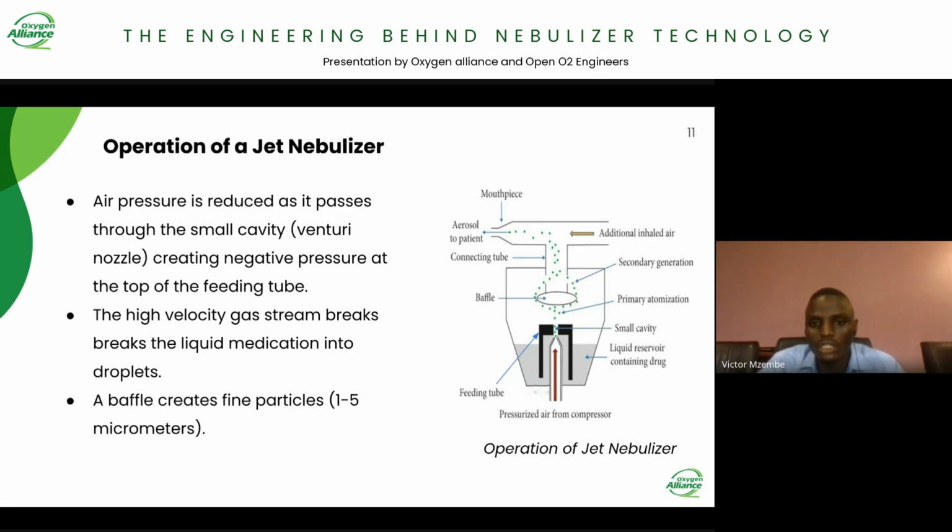So that process is called the secondary generation, whereby the baffle now only ensures that smaller particles pass through to the patient. Also take note that the baffle may be fixed or removable. So some models have the baffle fixed, whereas other models can have a removable baffle. After that, we have the connecting tube. That's where you can actually connect the patient interface, that is either a face mask or a mouthpiece.